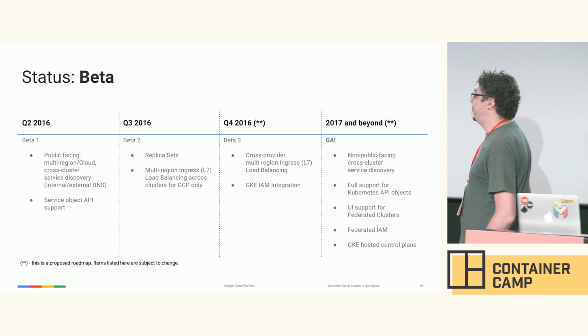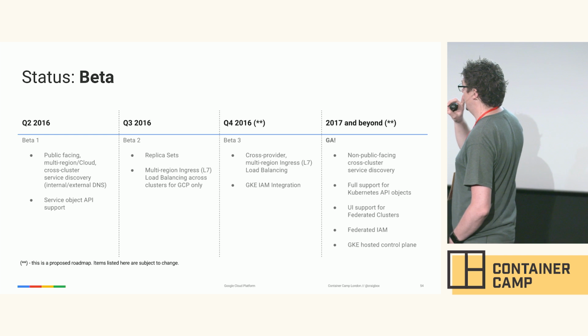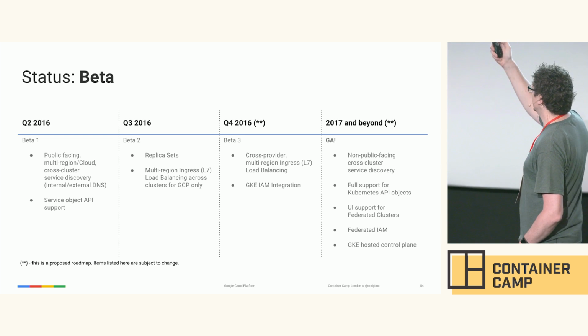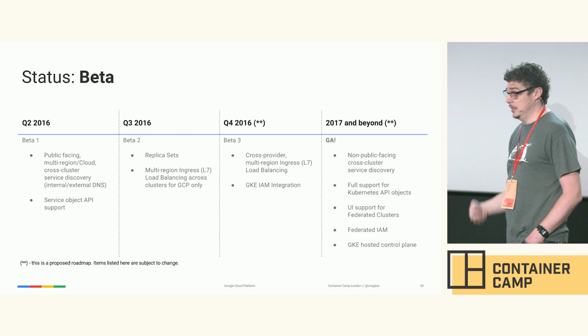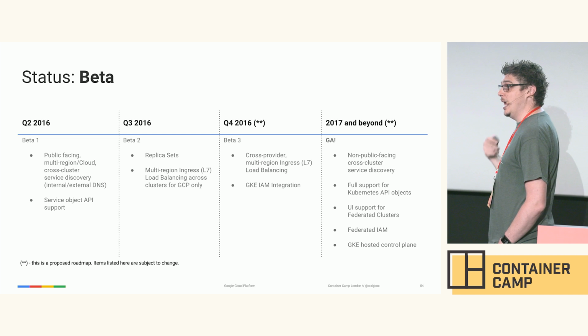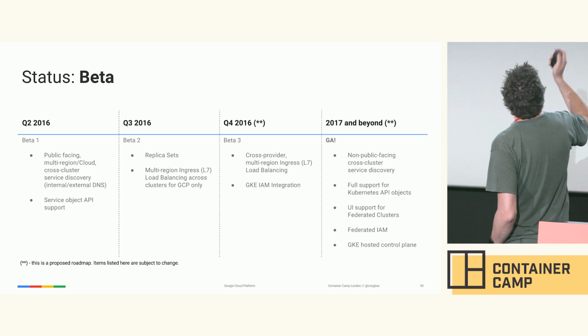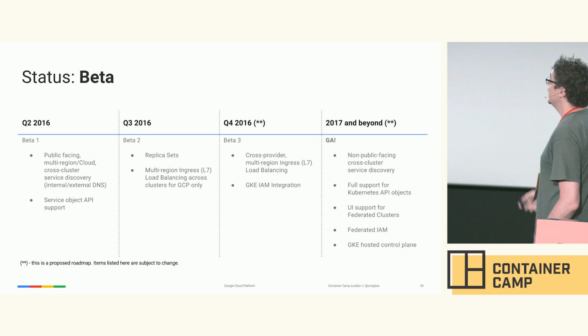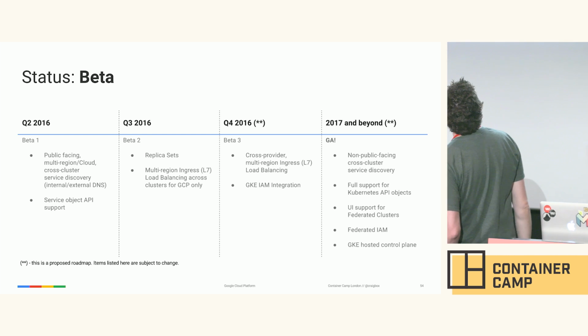Cluster federation is in beta in Kubernetes at the moment. It came out in the last release. ReplicaSets and federated ingresses are new in 1.4, which is coming out again in a week. After that, we're going to add all the rest of the features that aren't currently replicated. Identity and access management, perhaps a hosted version of the control plane on GKE. This is our rough guess as to what we think the roadmap will be.